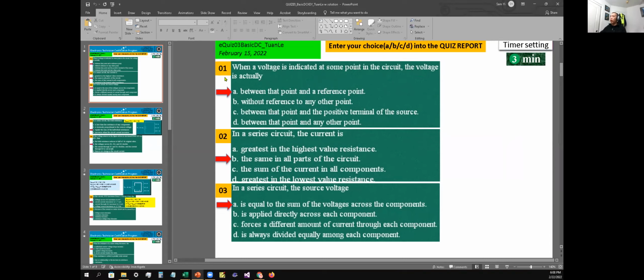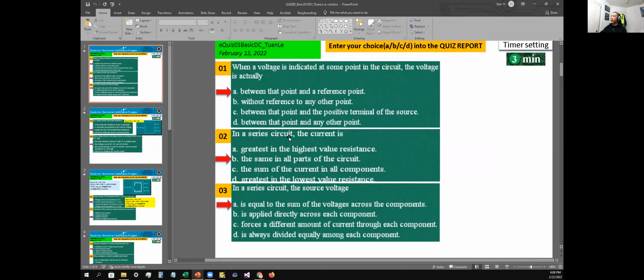Okay, question 1. When a voltage is indicated at some point in the circuit, the voltage is actually between that point and the reference point. Same thing when we run on the MSIM7, we did that. So it's always between that point and the reference point. So the answer is A as in apple for number 1.